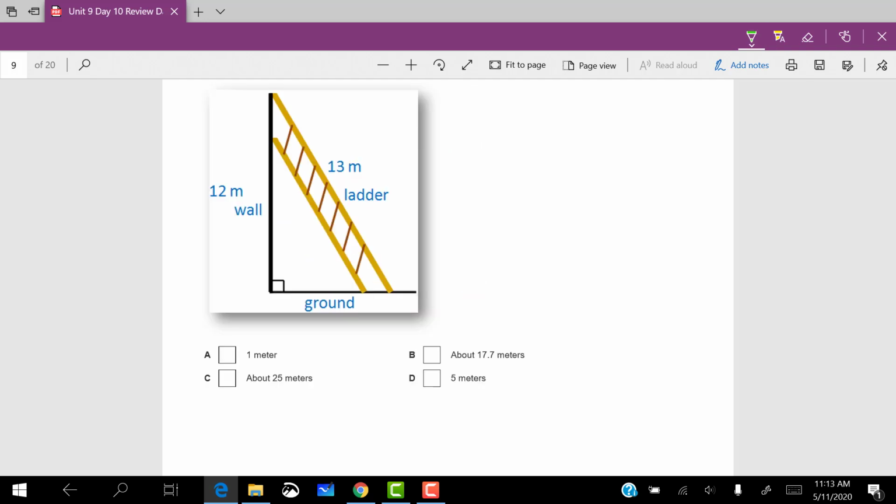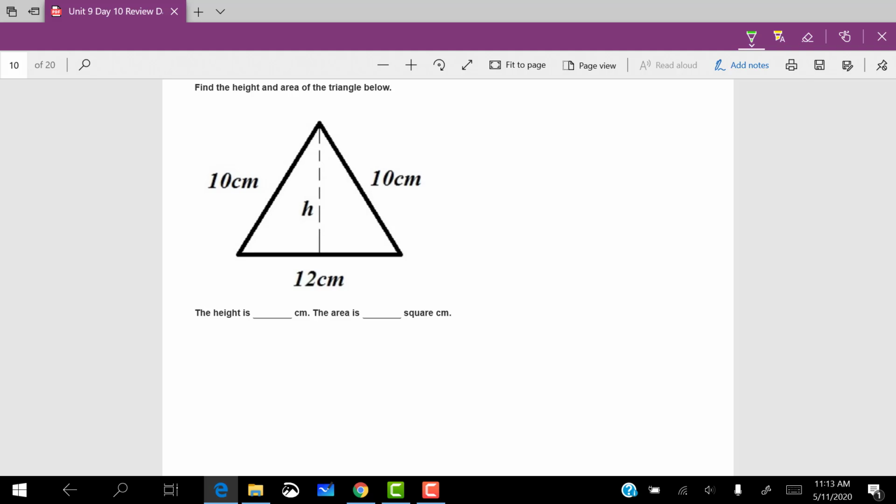Okay, for this one, this ladder is the hypotenuse, so make sure that was your C side. I'll let that be my A side, and I'm going to find my B side. So I've got 12 squared plus b squared equals 13 squared. This is a really common Pythagorean triple, but let's go ahead and do the solving just in case you don't know it.